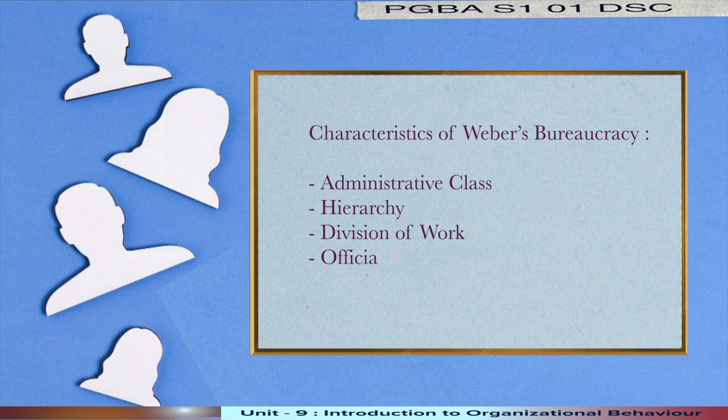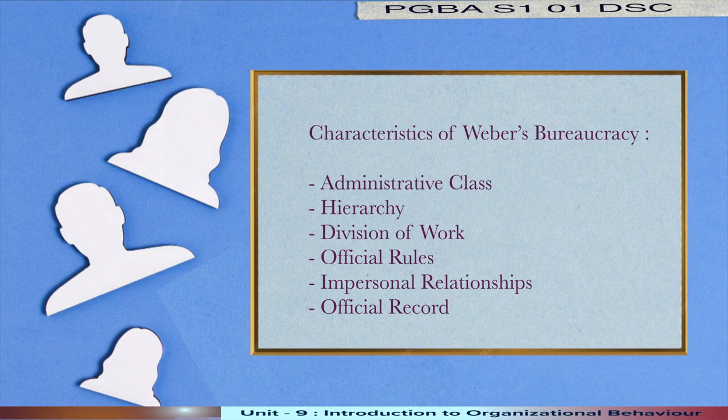So the characteristics of Weber's bureaucracy. Bureaucracy is what? Basically an administrative class. There's a hierarchy. Government organizations are known to be bureaucratic organizations. Means what? There are different disciplinary functionaries. Isn't it? Discipline-wise, function-wise, work-wise. There is division of work. There is a hierarchy. Official rules are there.